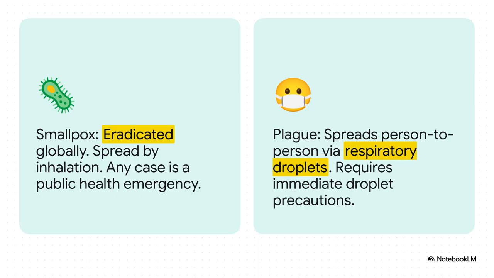Now, understanding how these two spread is just vital. Any case of smallpox is a global emergency, period. Why? Because the disease was eradicated. But with pneumonic plague, the immediate worry is person-to-person spread through respiratory droplets. And what that means for you is, the second you suspect it, that patient has to be put under droplet precautions to protect healthcare workers and everyone else.